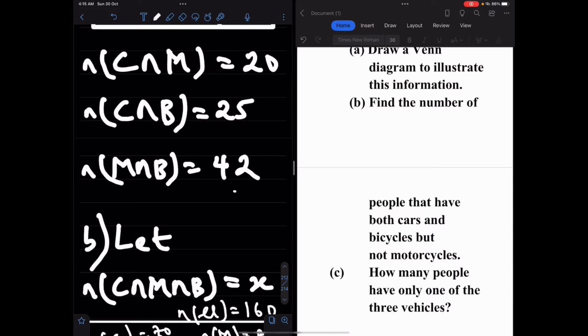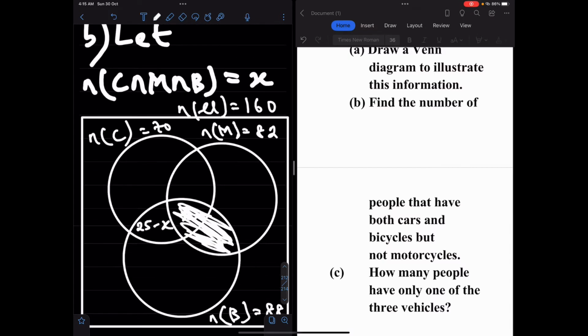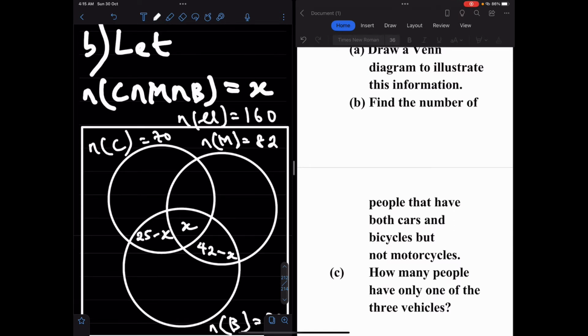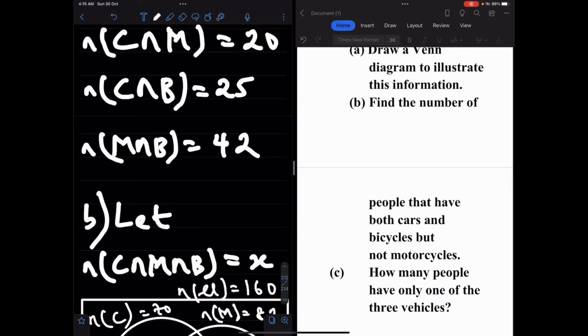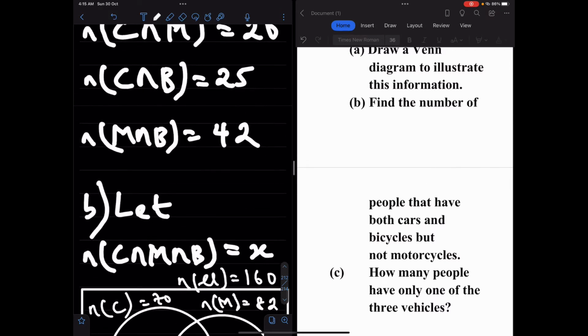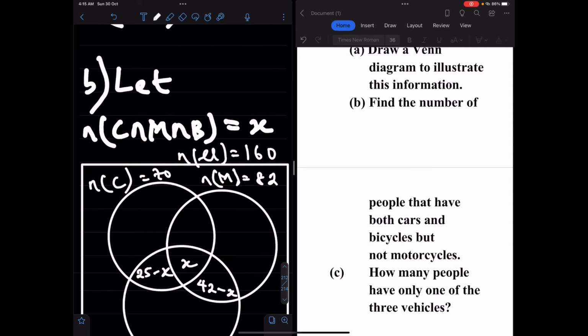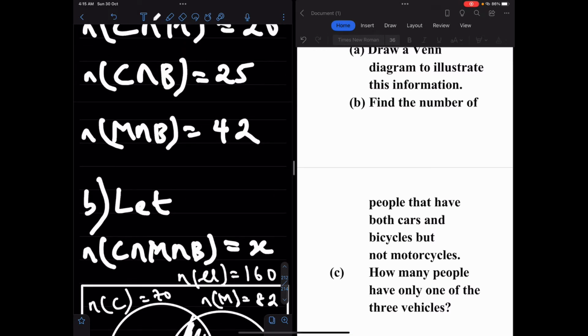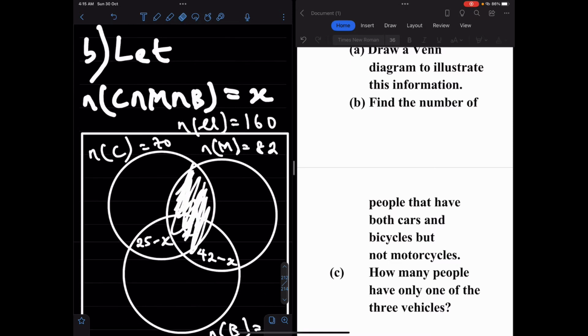So that means motorcycles and bicycles only will be 42 minus X. It's always good to represent all of the parts in the Venn diagram before you start answering the questions. It makes it a lot easier. Now, the number of people who have cars and bicycles will be everybody inside this set, and that's 25. So the number of people who have only cars and bicycles will be the people inside this set, and that will be 25 minus X.